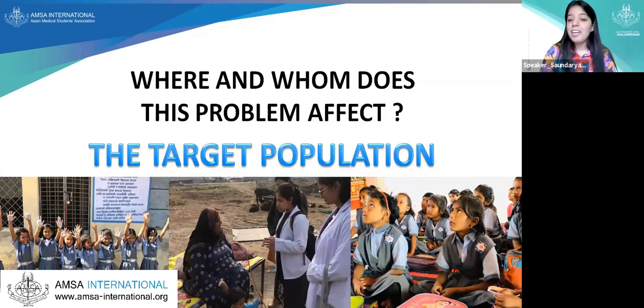A very important and very fun component. So these are pictures from our projects that we conducted offline. Where and whom does this problem affect? So if I am considering a problem of health and hygiene, the lack of health and hygiene in our country, a very broad problem. So who is the target population that I want to focus on? Making it very specific to say children or teenagers, adolescents, or a geriatric population, or the working reproductive age group, helps me create better resources and target them in a more effective manner.